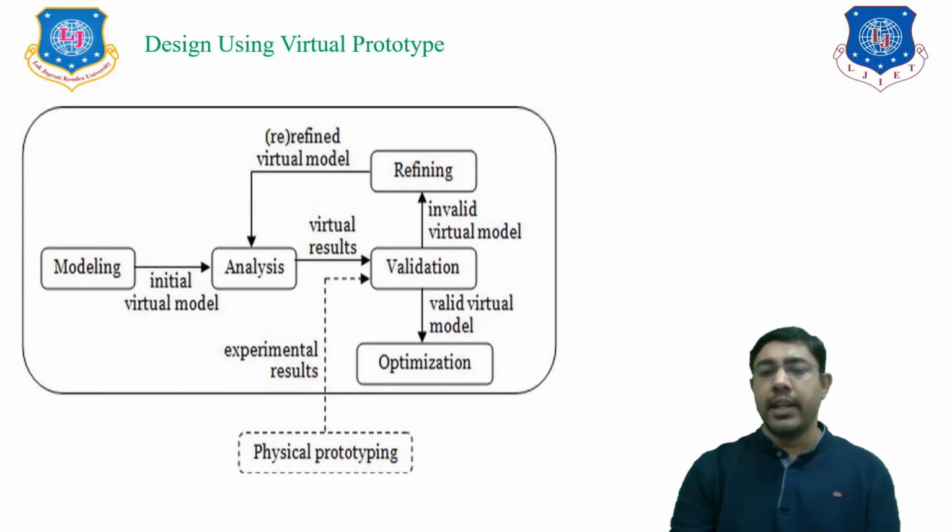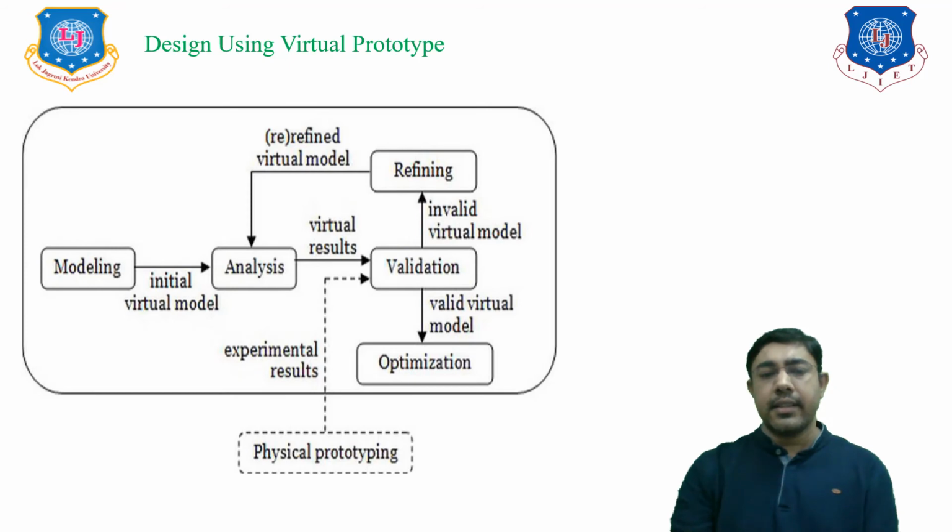If the virtual model is invalid, then we have to go for refining, make the refined virtual model, and then again do the analysis in CAE software and get the virtual result. This process is continuously repeated until we get the validation of the virtual model. And if the virtual result is validated, then we go for the optimization of the virtual model.